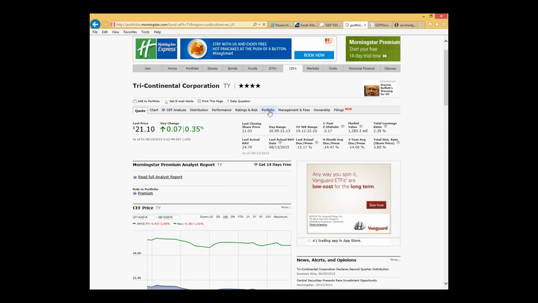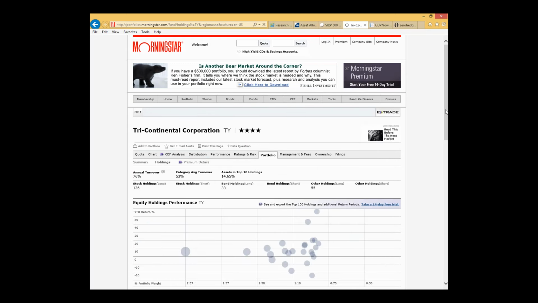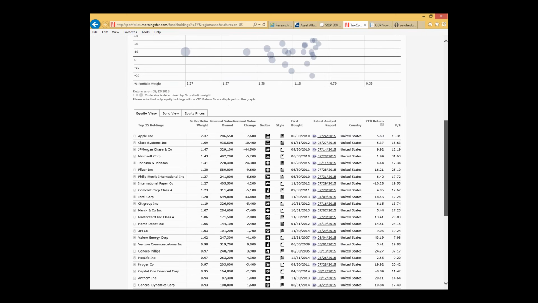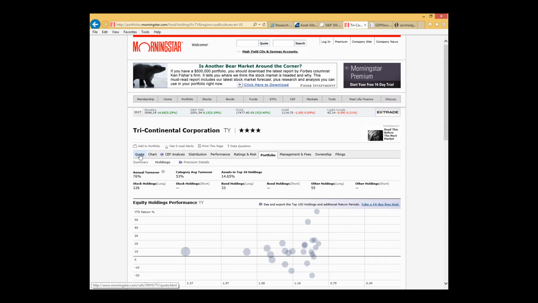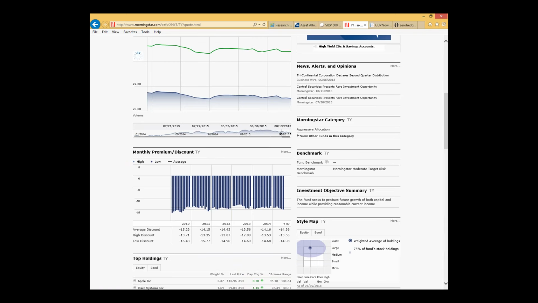And if we look at the holdings for this, they'll have a lot of names that you recognize. There's Apple, Cisco Systems, JP Morgan, Microsoft, Johnson & Johnson, Pfizer, Philip Morris, International Paper, Comcast, Intel, Citigroup, Merck, MasterCard. So we're able to buy these companies through this closed-end fund at a discount of 15% at the present time. And this discount has been pretty steady. If we look at the monthly premium and discount history, it's been pretty constant at 14 or 15% over the last 5 years.